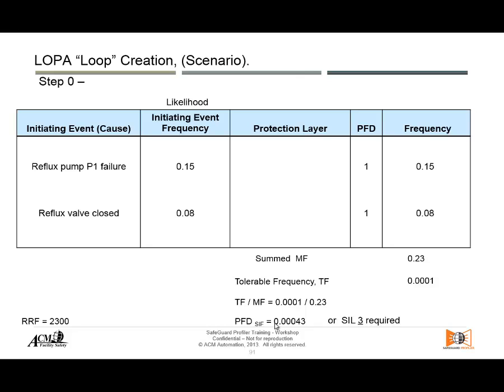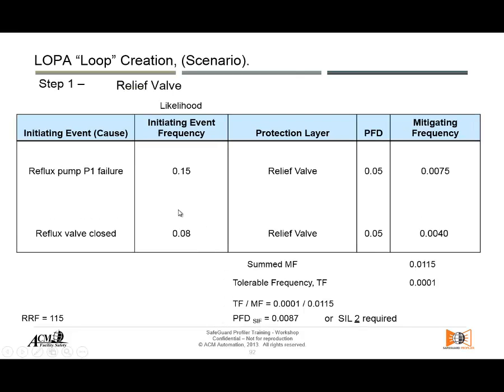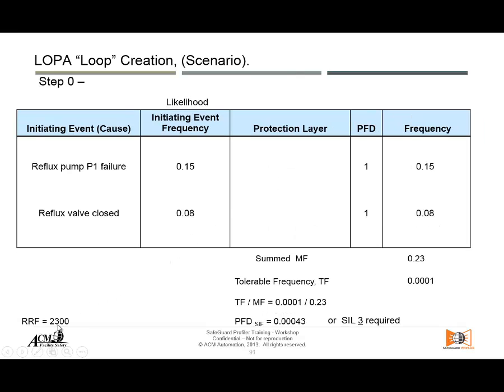And we know that we don't have to put exactly at this moment a safety instrumented function. Let's see, because we already have other safeguards. We already have the pressure safety valves, so let's use them, right? So let's see on the next slide what happens. So now I'm adding my release valve. So we saw before that we have a risk reduction factor. This is our gap. We need to reduce this gap.